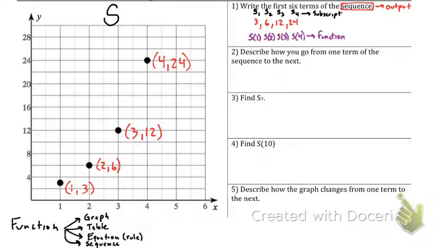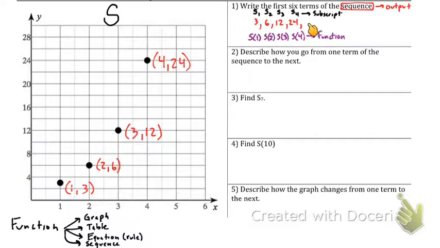Okay, hopefully that's not too confusing. It's just two different ways of saying the same thing. One subscript notation, one function notation. So for problem number 1, we're actually going to answer this. Write the first 6 terms of the sequence. So we got first, second, third, we got the fourth. Now we need the fifth.